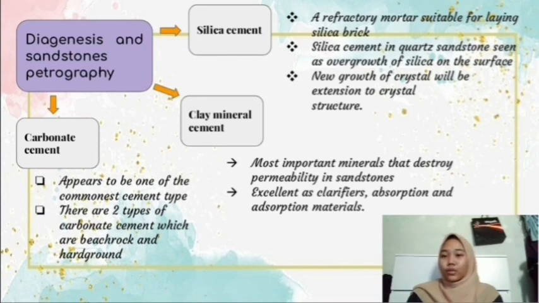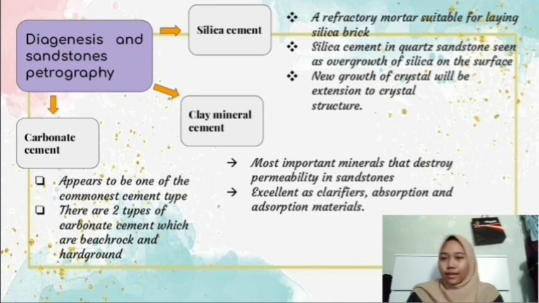The new growth of the crystal will be an extension to the crystal structure, so the orientation of the crystal lattice in the overgrowth will be the same as the host quartz grain. The overgrowth will show a clear crystal face when there is a space between grains. We can recognize a quartz overgrowth in this section by switching between plane polarized light.